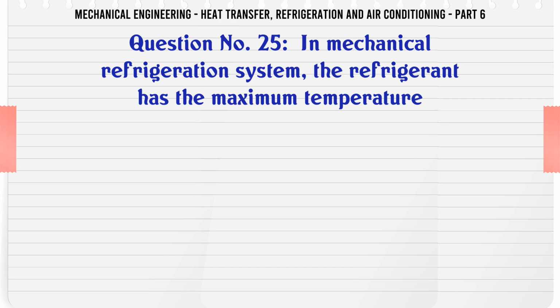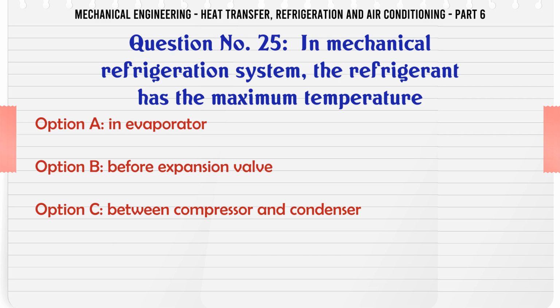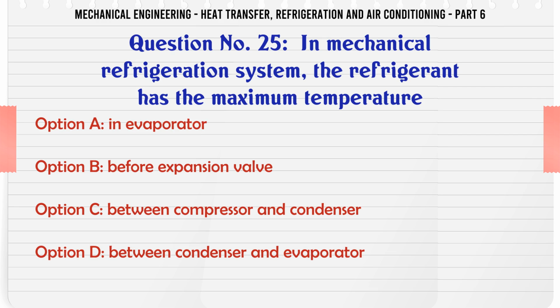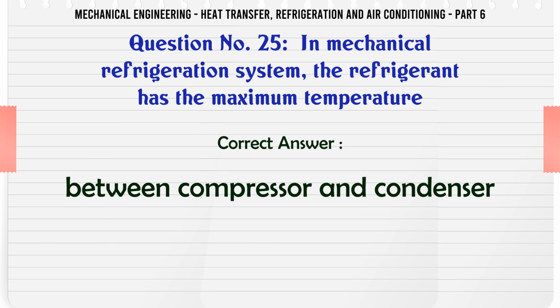In a mechanical refrigeration system, the refrigerant has the maximum temperature A. in evaporator, B. before expansion valve, C. between compressor and condenser, D. between condenser and evaporator. The correct answer is between compressor and condenser.